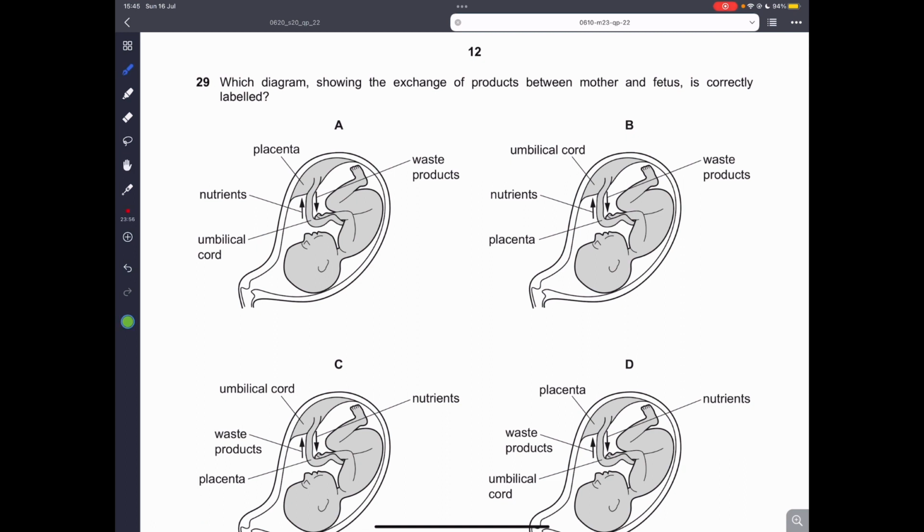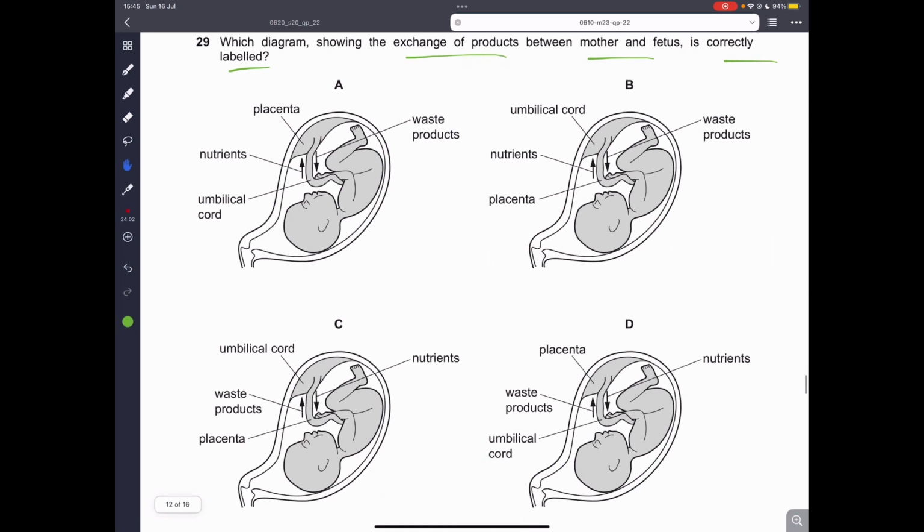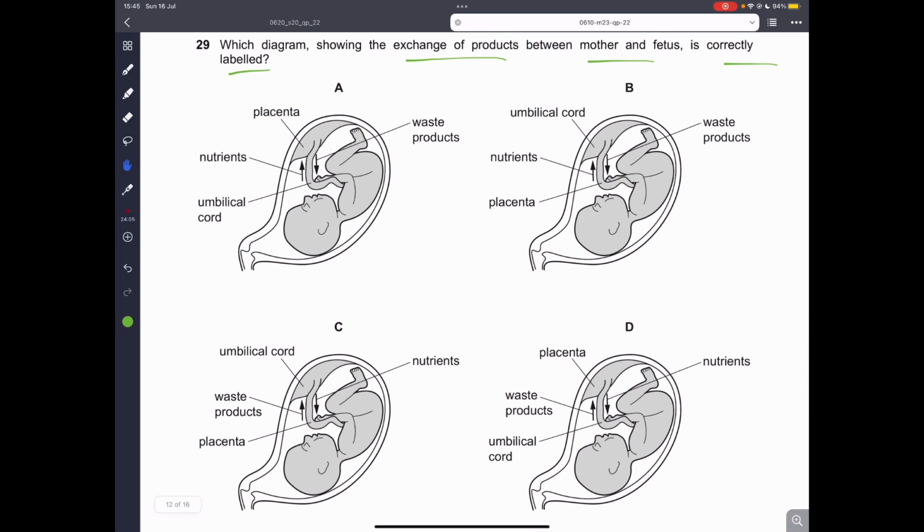Question 29. Which diagram shows the exchange products between mother and fetus is correctly labeled? Okay, we see 4 diagrams. The exchange of products, so you can see it's basically going to be exchanged in the umbilical cord, right? So the waste products from the baby are going back to the mother, and the nutrients are going towards the baby, and so D looks like a correct answer.